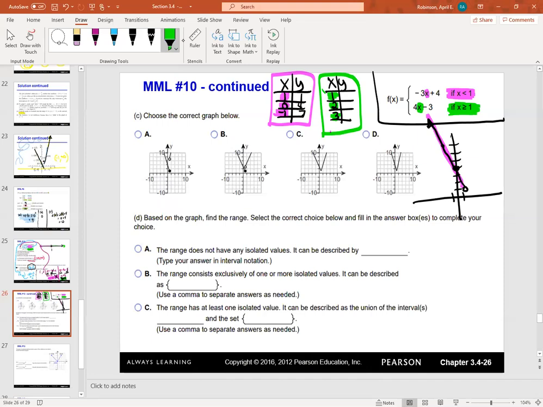Plug and chug there. So 4 times 1 is 4 minus 3 is a 1. 4 times 2 is 8 minus 3 is a 5. 4 times 3 is 12 minus 3 is a 9.